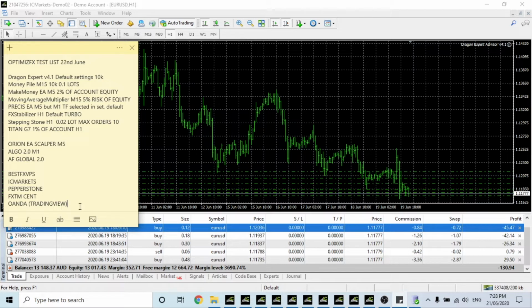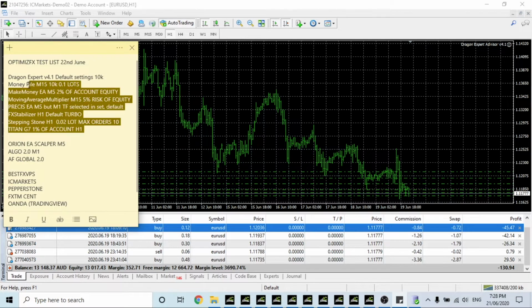Essentially, we have a list in front of us of what I am going to be testing next week, and a few other bits and pieces I'll talk about as well. The top of the list here, from here to here, are all the EAs on this machine that I am currently testing, or in the process of testing, happening on the laptop that I'm speaking through.